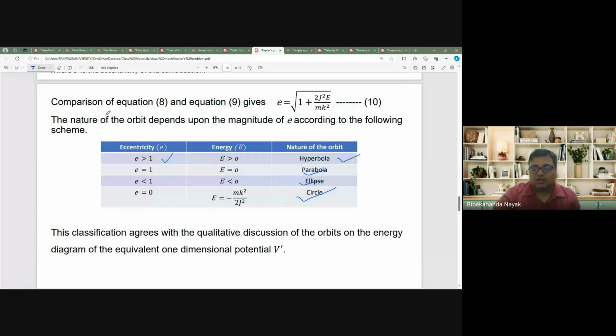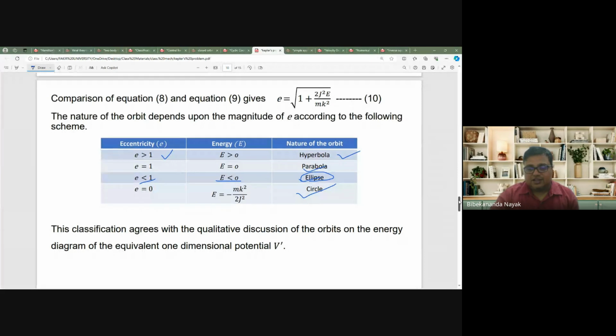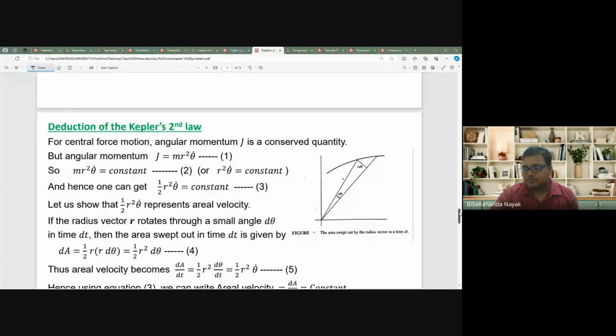What we already get from the classification of orbits, this pictorial notation, exactly matches with Kepler's law derivation. So in our case, for motion of planets around the sun, it is an elliptical orbit, the energy is negative, and eccentricity is less than 1. Okay, and now the derivation of the second law.